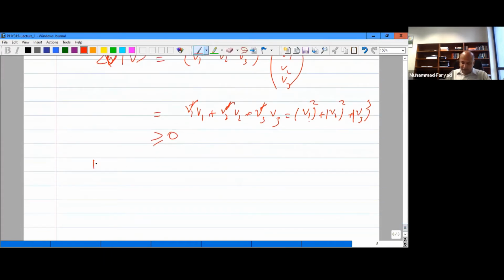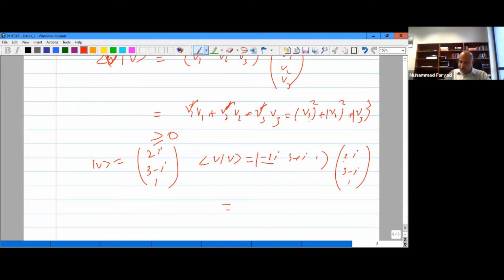As an example, let's say if we have a vector V like 2 iota, 3 minus iota, 1, then V dagger is minus 2 iota, 3 plus iota, 1, times 2 iota, 3 minus iota, 1. So this becomes minus 2 iota into 2 iota is minus 4 iota square. 3 plus iota into 3 minus iota is 9 minus iota square. 1 into 1 is 1. So this iota square is minus 1, so minus minus plus, 4. And this iota square is minus 1, minus minus plus, and 9 plus 1 is 10, plus 1. And this is 15. You see this is greater than 0.